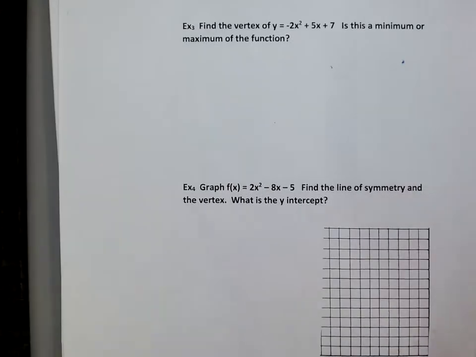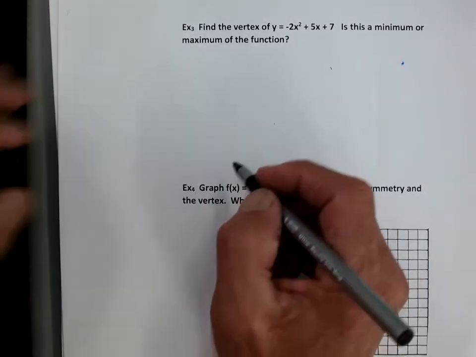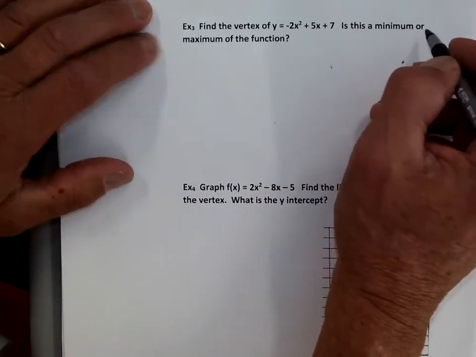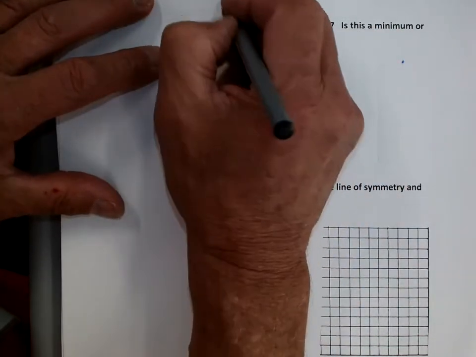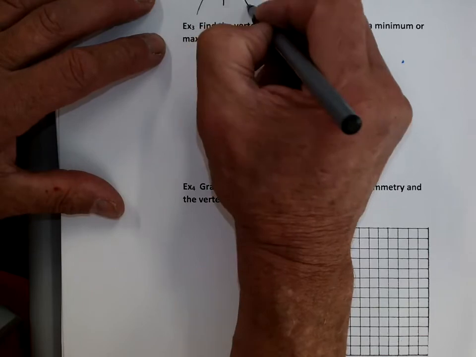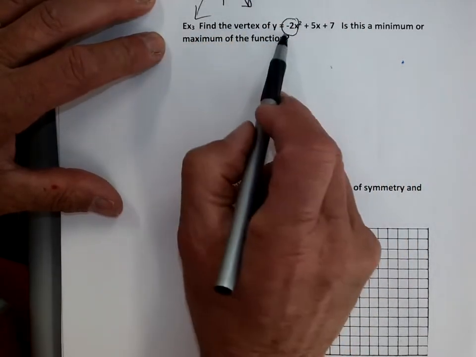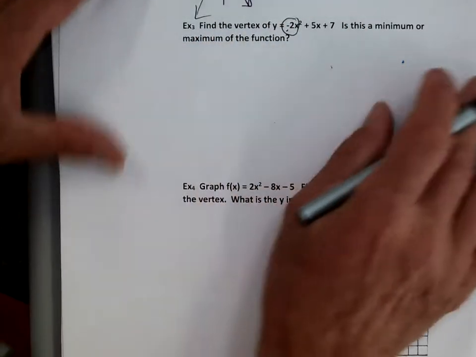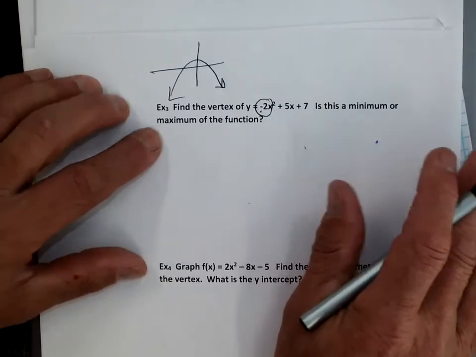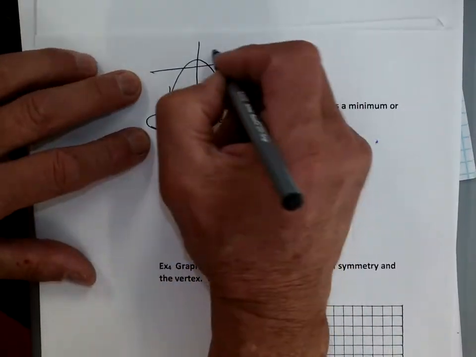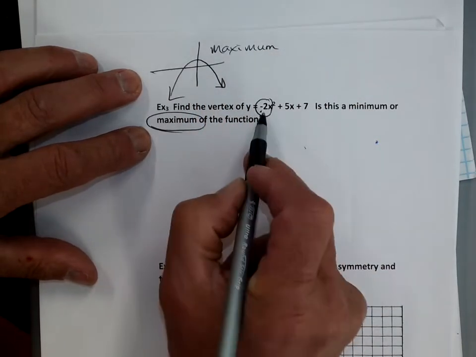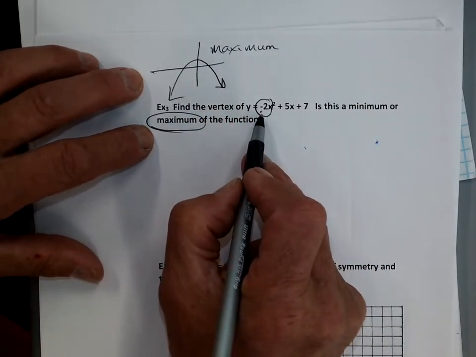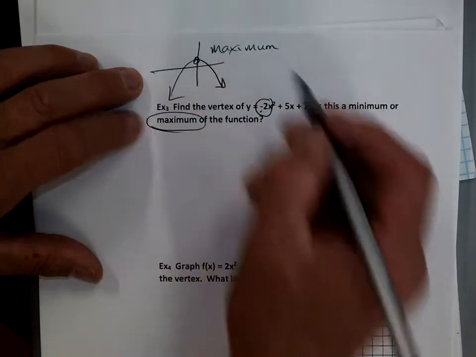Okay, now, example 3. Find the vertex. Is this a minimum or a maximum? Well, I already know that it's going to be a maximum. I know by the negative that no matter where it is, it's a frowny face, because that's a negative 2x squared. So I already know this is going to be a maximum, okay? If this value were positive, it would be a smiley face, and the point would be a minimum, okay?